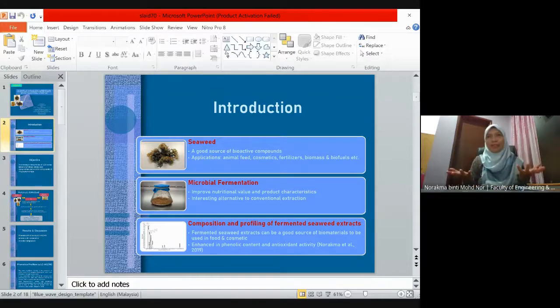Why we choose microbial fermentation as the method to extract the bioactive compounds in seaweed? Because through microbial fermentation, it can improve nutritional value and product characteristics. It is an interesting alternative to conventional method of extraction such as solvent extraction.